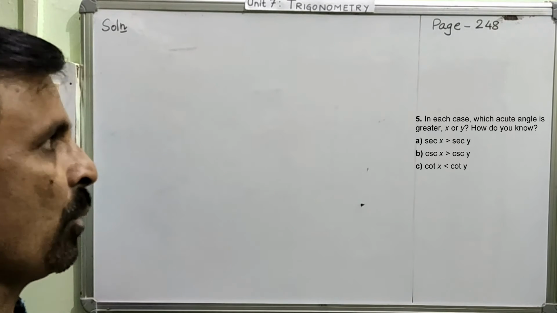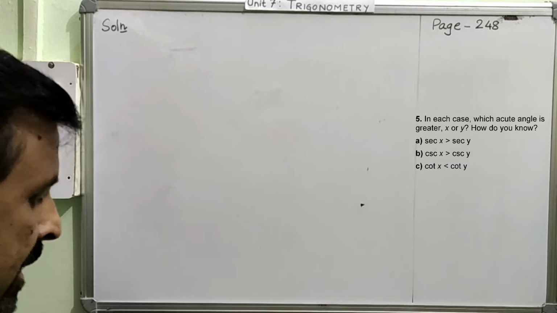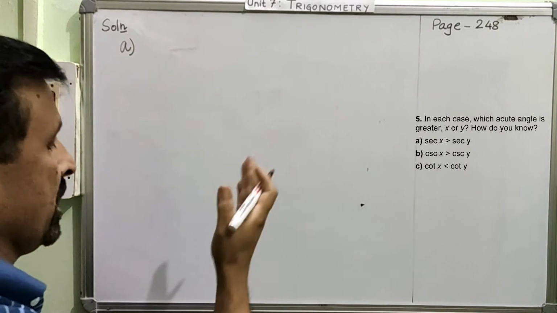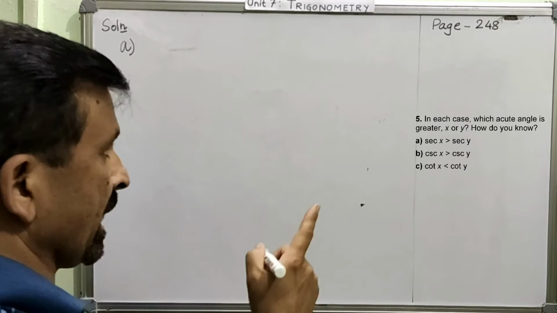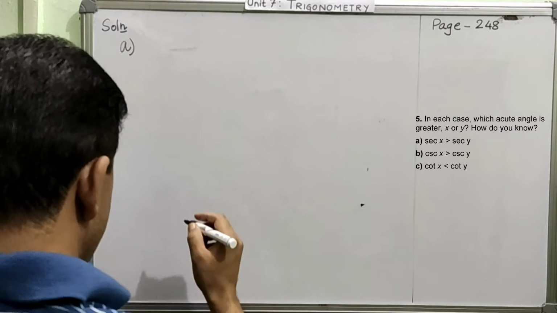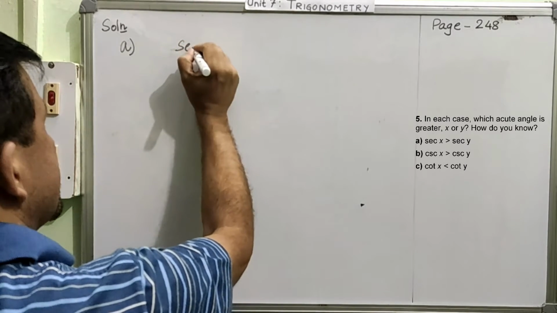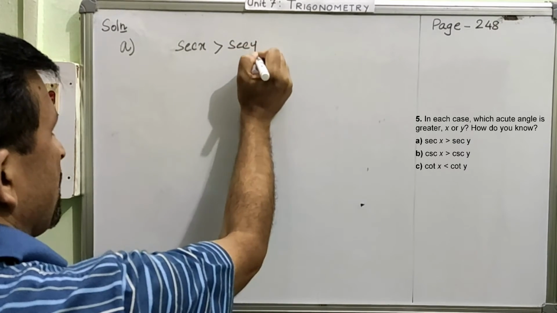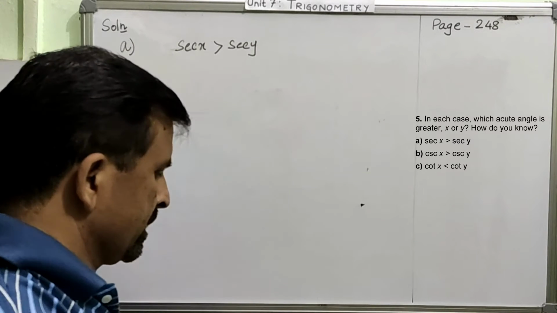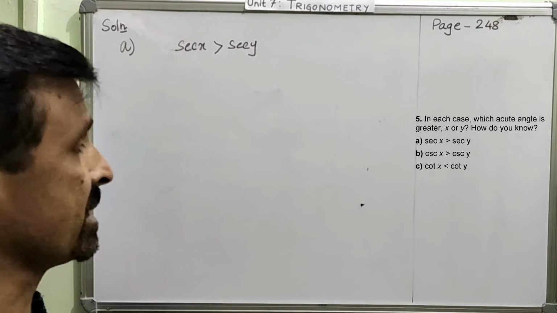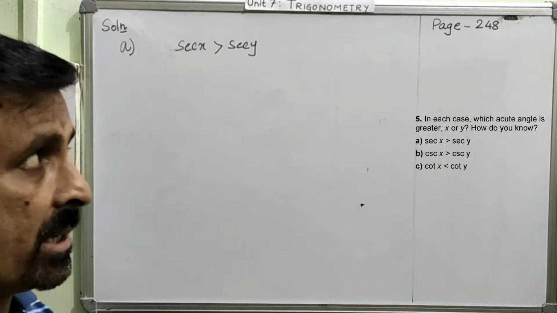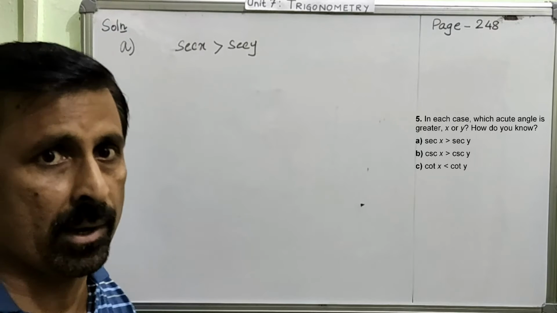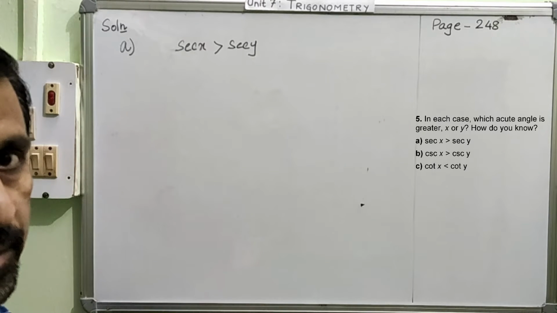So I will show you one example of question number 5. You can see all the 3 questions. From here I am choosing one. The first question says, if sec x is greater than sec y, then what is the relation between angle x and y? Then what do you say about angle x and angle y? Which of the angles will be greater?